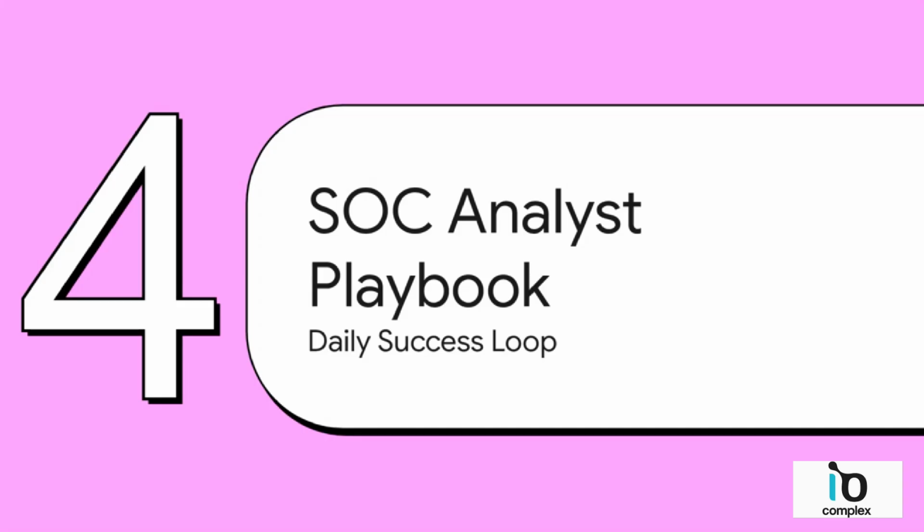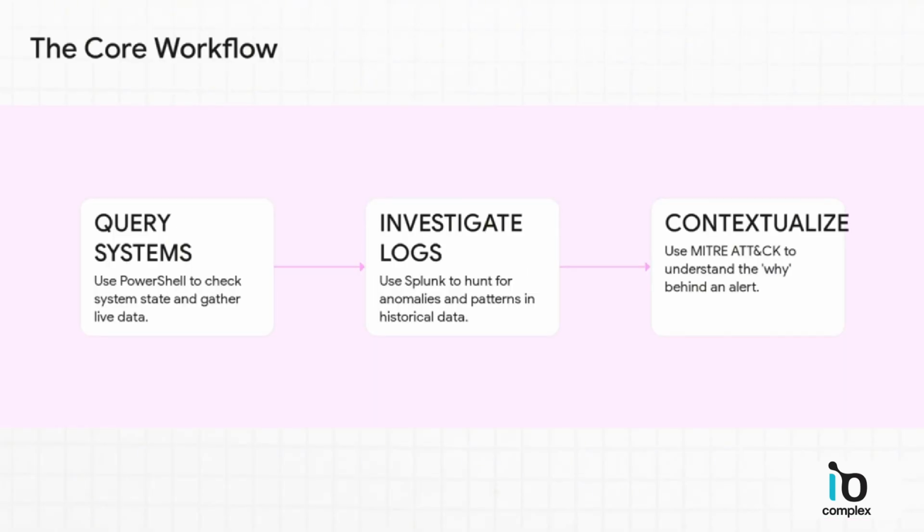So how do we wrap all this up into something you can use every single day? Let's build a simple, repeatable playbook, a mental loop you can run for every single alert that comes your way. Here it is, your core workflow. An alert dings. Step 1, you grab PowerShell. What's happening on that machine right now?